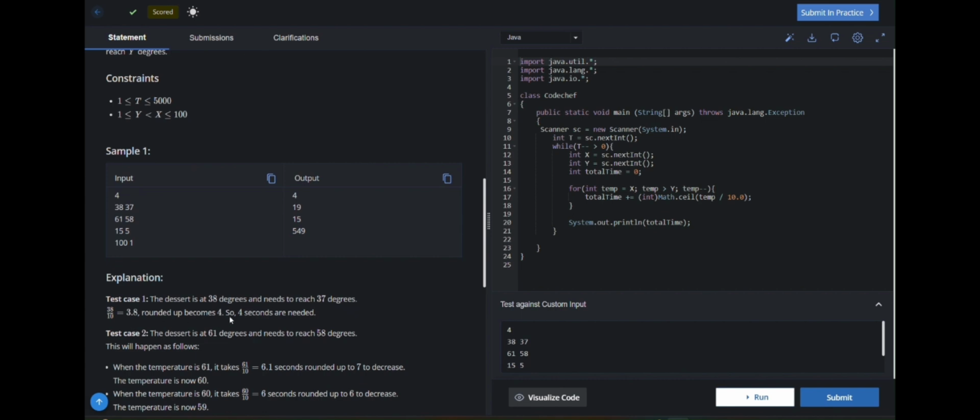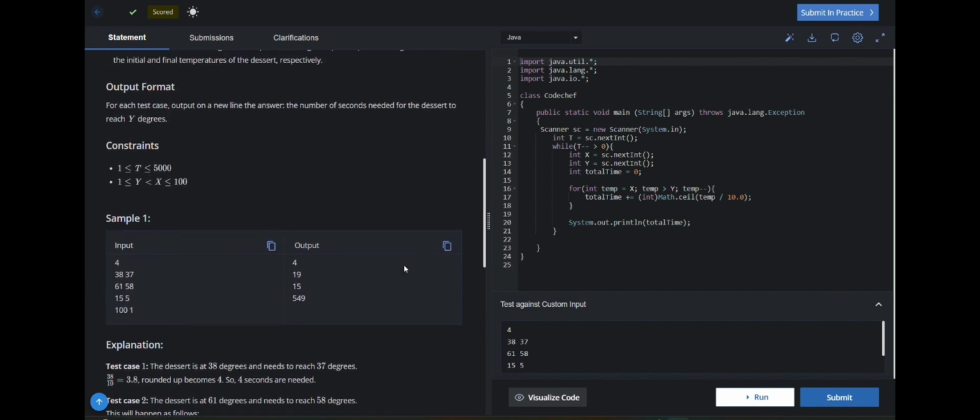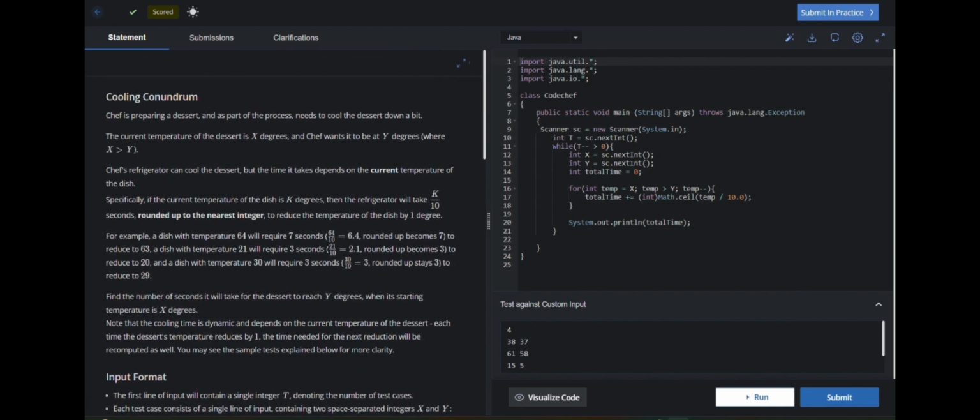We will first divide 38 by 10 and then round it up to 4. So 4 seconds are needed to reduce from 38 to 37 because the difference is 1 at the current moment. If the difference is more, then we will require a certain process which we'll be seeing in the code. So let's move on to the vibe coding part.